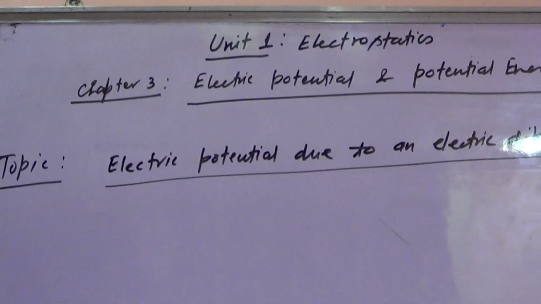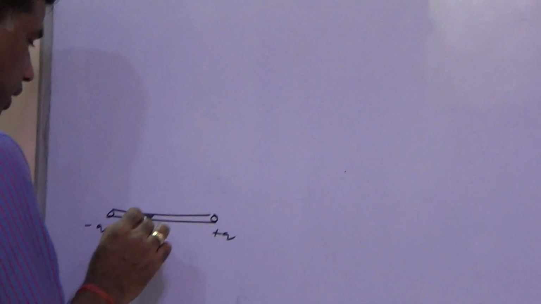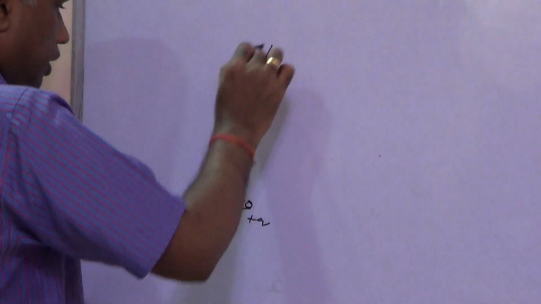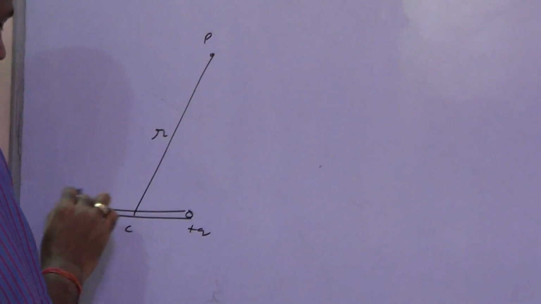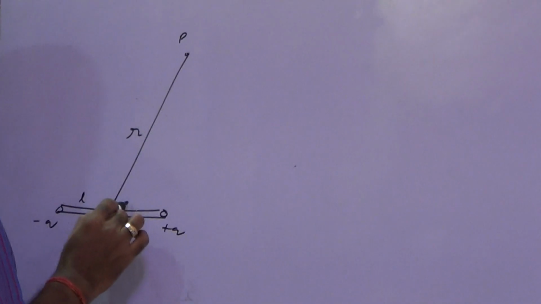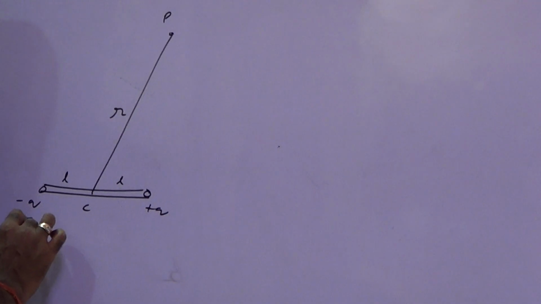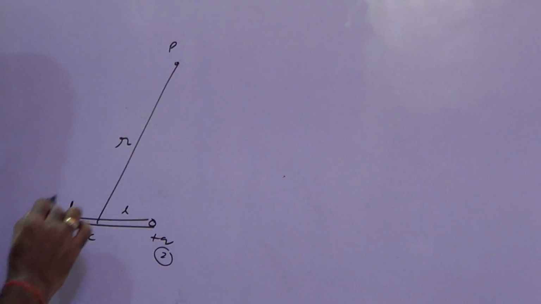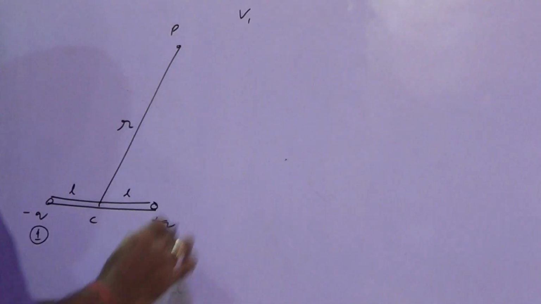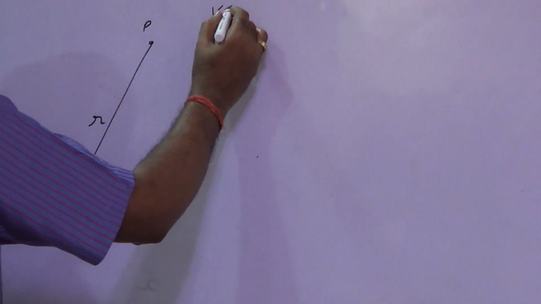See, suppose we have an electric dipole having charges minus q and plus q, length 2l, center C. Suppose there is an arbitrary point P at which electric potential has to be determined with the help of this electric dipole. Length of the dipole is taken 2l, so half length will be l, and the remaining half length will also be l. Suppose this is charge number 1 and this one is charge number 2. Let potential due to charge 1 at point P be V1. In the same way, suppose potential due to charge plus q, which is charge number 2, is V2.